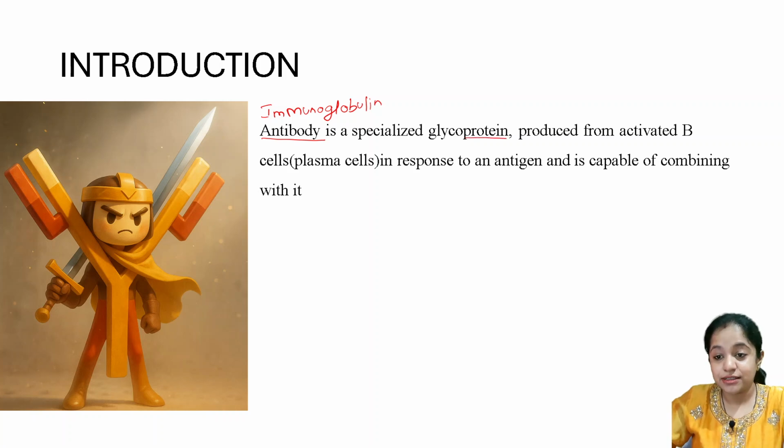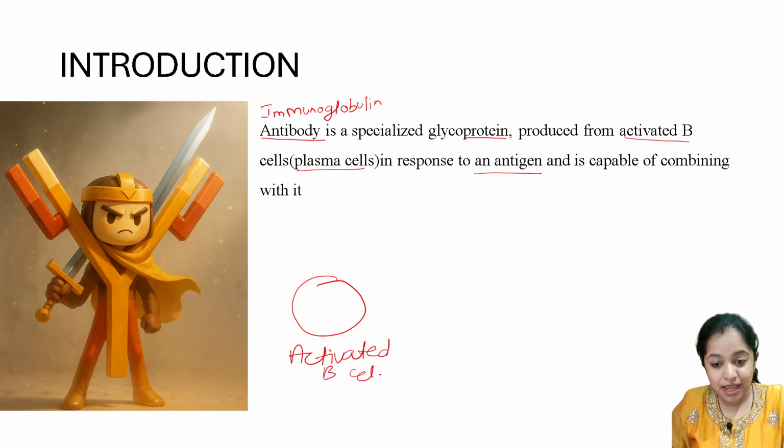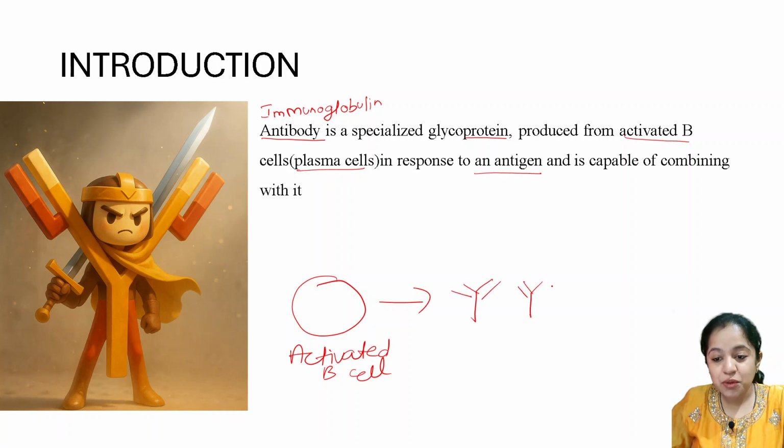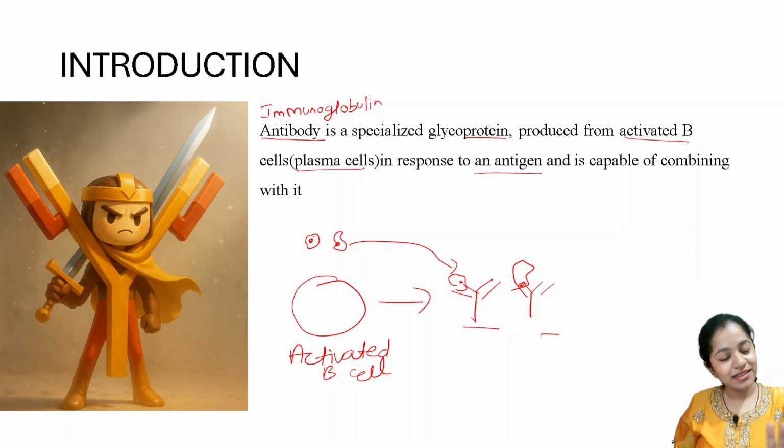It's protein in nature, produced from activated B cell, that is plasma cell, in response to an antigen, and it is capable of combining with it. Okay. So if this is the activated B cell, producing what? Antibody. Producing your antibody in response to what? In response to this antigen. Then the antibody which is produced here is capable of combining with this antigen. This is the definition, okay.